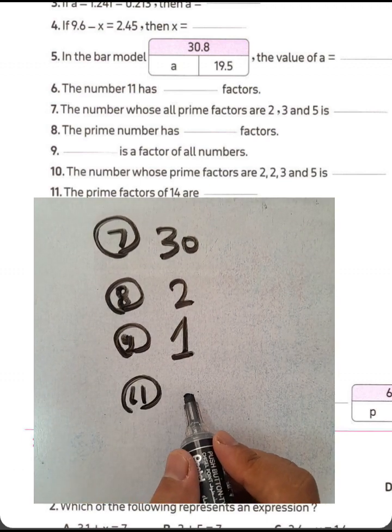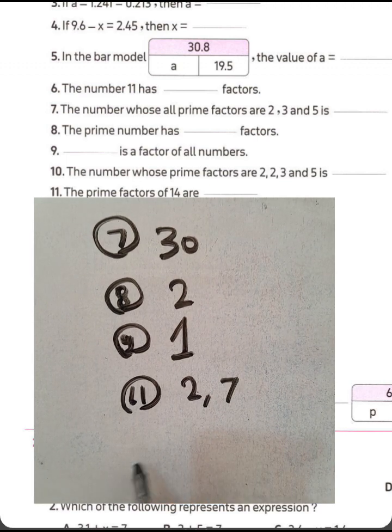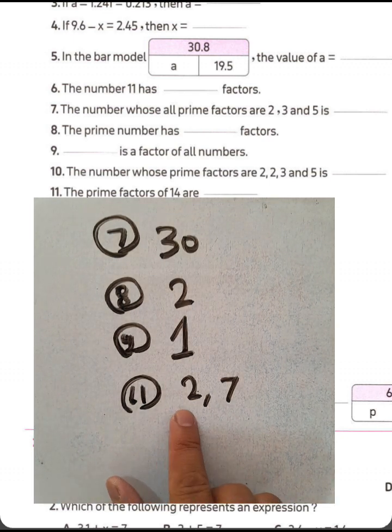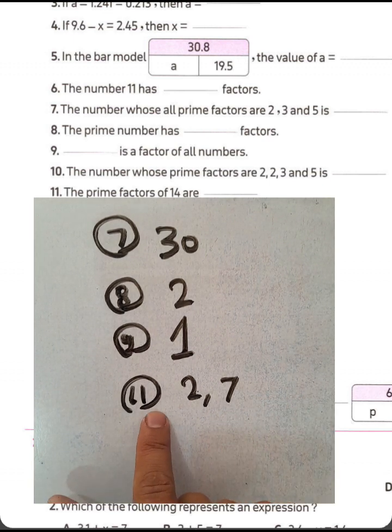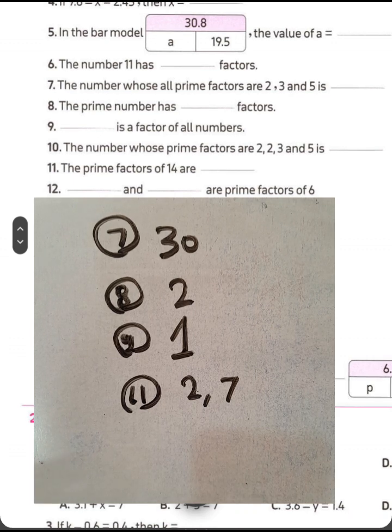The prime factors of 14, it will be 2 and 7 only. Okay, here we want to find the prime factors of 14, but if he wants all factors of 14, we can find 2, right? 2, 7, 1, and 14. But in this example, he wants what? We want the prime factors of 14. The prime factors of 14, it will be 2 and 7. Question 12.